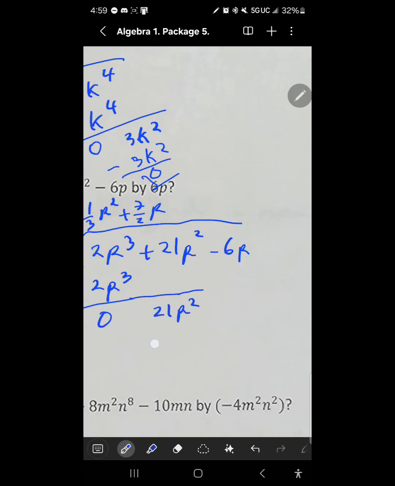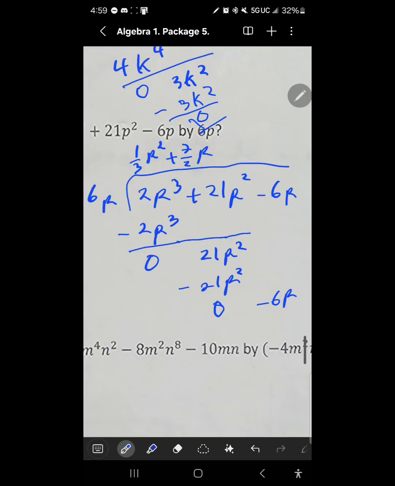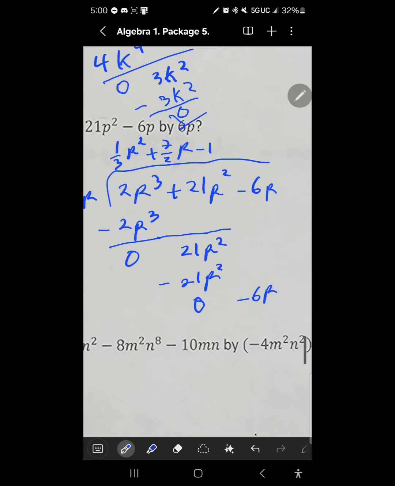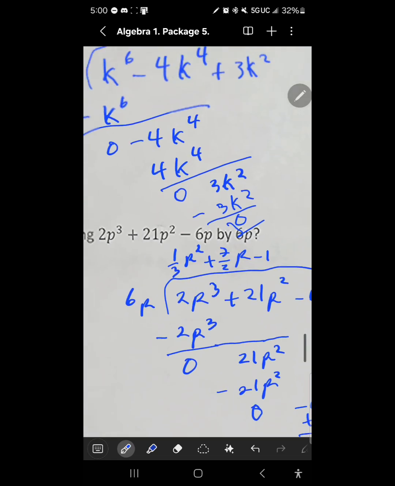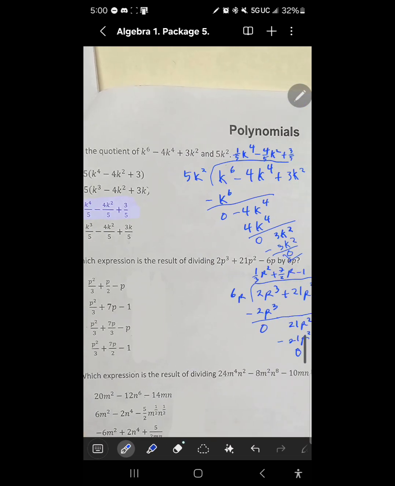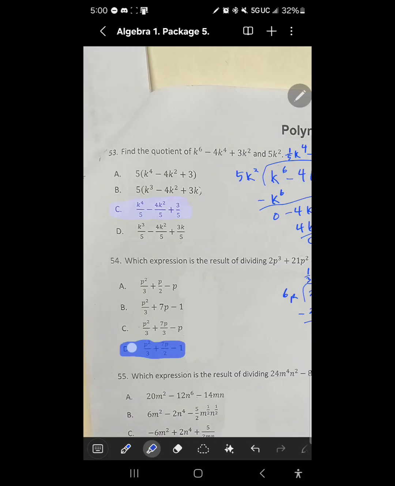And then with this is a negative 6p. Now, negative 6p divided by 6p. Negative 6 divided by 6 is just negative 1. And then p divided by p is just 1, so it doesn't change anything. So here we put it with the opposite sign. This answer: 1 over 3 p squared plus 7 over 2p minus 1.